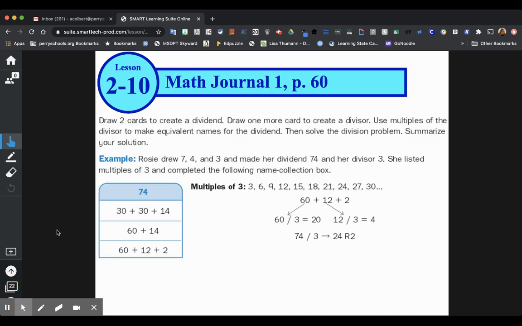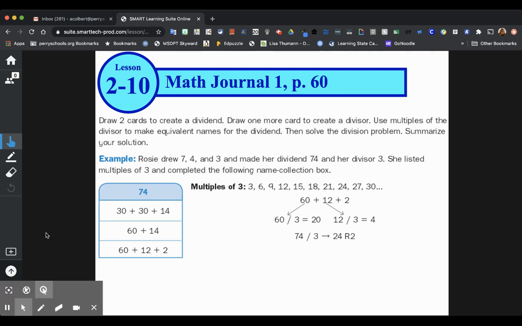So again, like we talked about making those number cards at home, you could draw 2 cards to create a dividend, draw 1 more card to create a divisor, and use the multiples of the divisor to make equivalent names for the dividend. So, practicing the multiples.